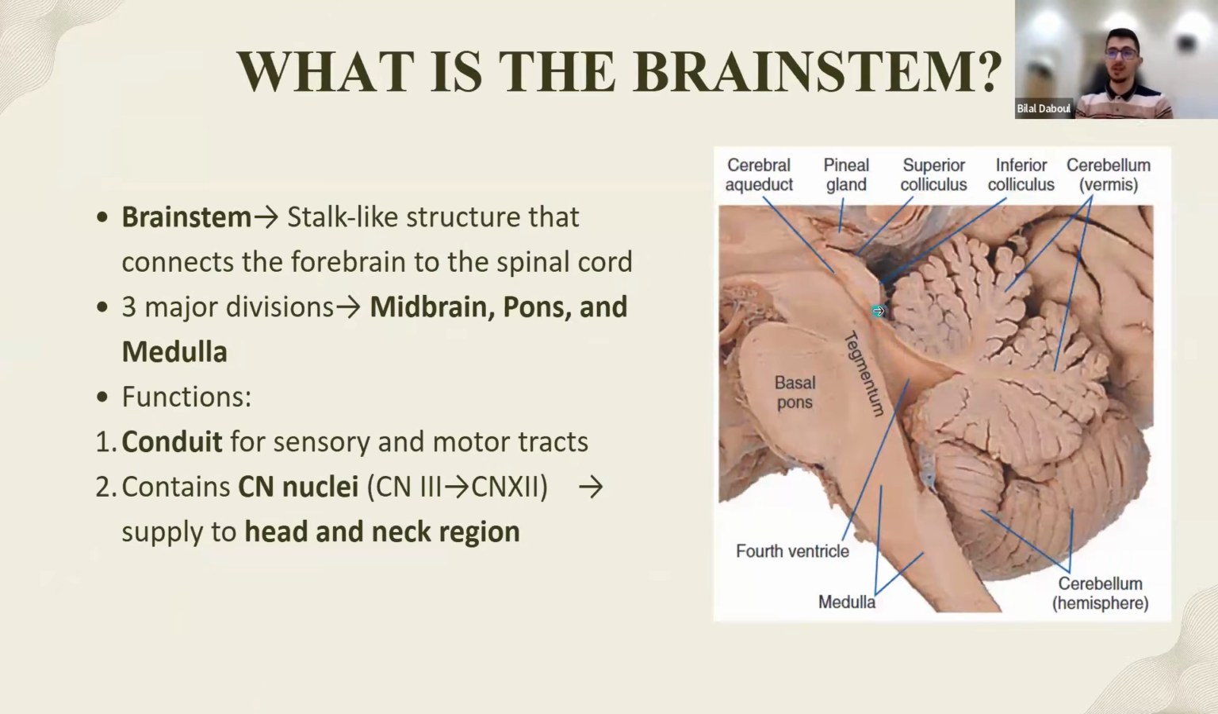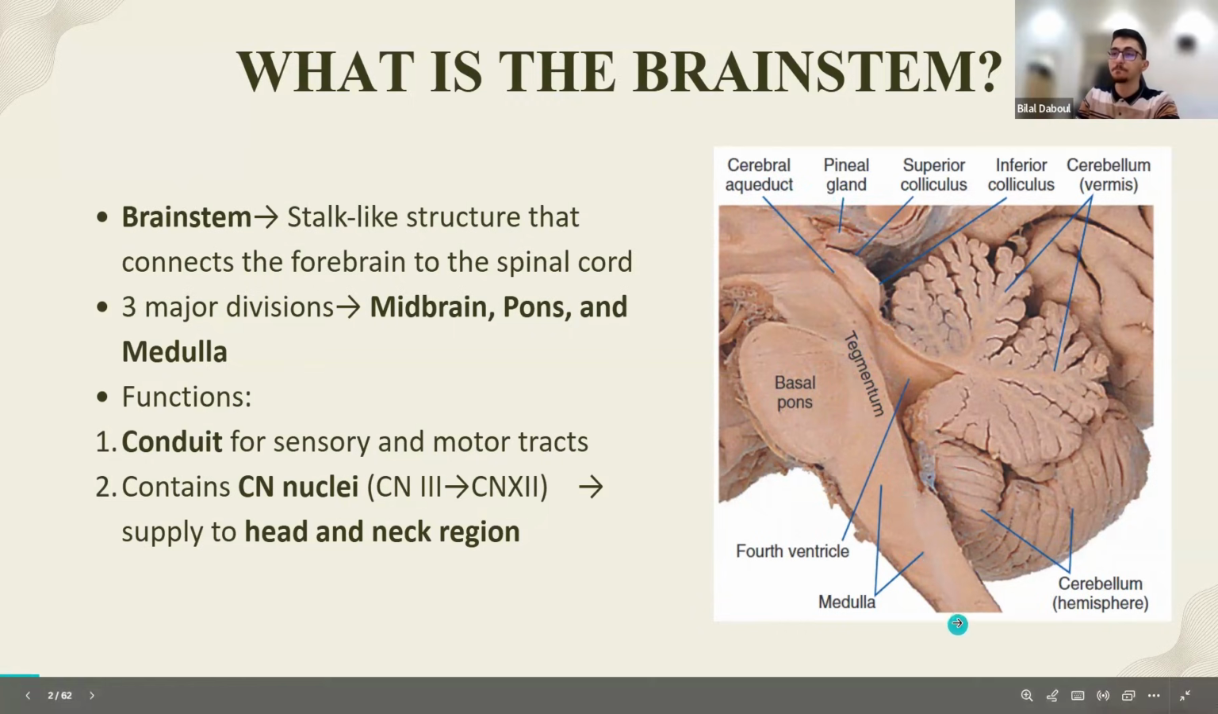Okay, so for starters, what is the brainstem? The brainstem is a stalk-like structure, meaning it's a tube-like structure that connects the forebrain, so think upper parts of the brain like the cerebral cortex, the thalamus, and whatnot, to the spinal cord. If you look at the image I put here, this whole thing is the brainstem. It connects the forebrain, the upper portions of the brain, to the narrower spinal cord.